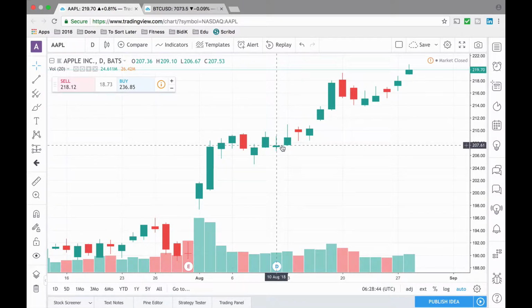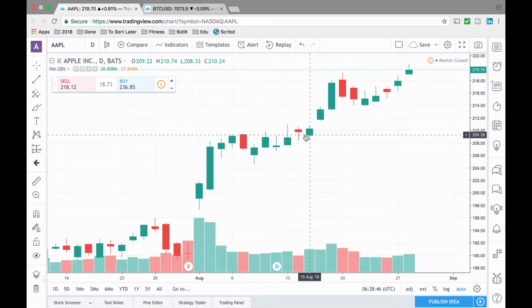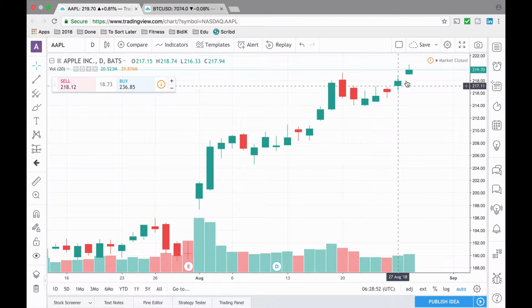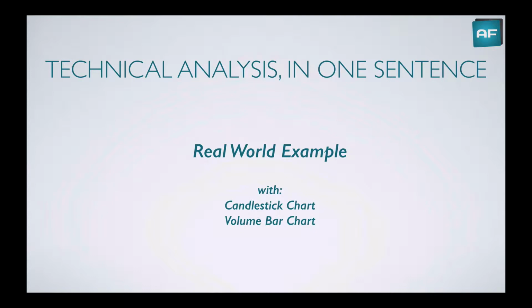So essentially what they're showing is the open, the high, the low, and the close of every single day or period that you set it to. And you still have the volume bars down the bottom. So that's just a quick little example. We'll get back to our presentation to explain the rest of technical analysis. Okay, so that was our real world example.